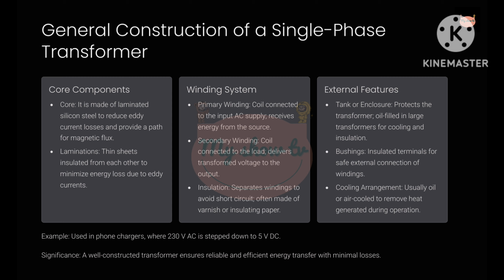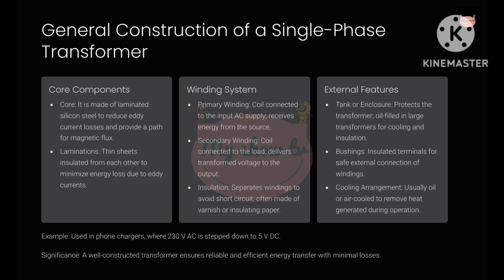1. Core. This is the central part of the transformer and is made of laminated soft iron. Laminations reduce eddy current losses. The core serves as a low-resistance path for magnetic flux. 2. Primary winding. This is the coil where we connect the input AC voltage. It produces a magnetic field when current flows through it.